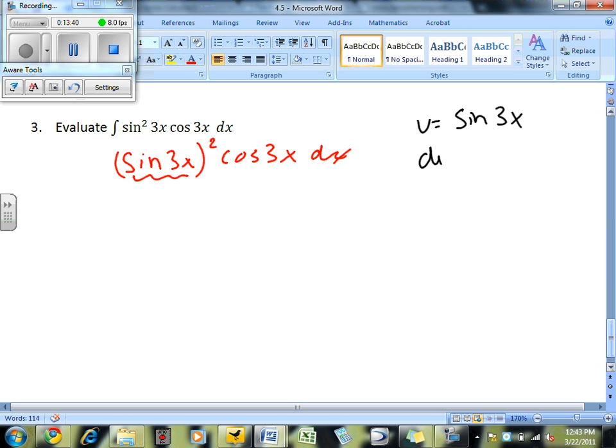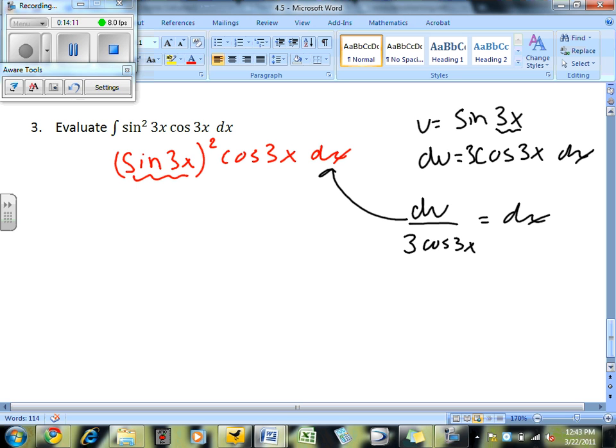Then for du, we need to take the derivative, which means we need to do the chain rule. Here's our inside, and the sine is our outside. We take the derivative of our outside and leave the inside the same. The derivative of sine is cosine, leave the inside the same, and then multiply by the derivative of the inside, which is 3 dx. Again, we'll solve for dx. So we'll have du all over 3 times cosine 3x equals dx.